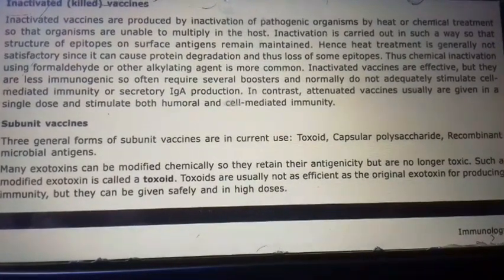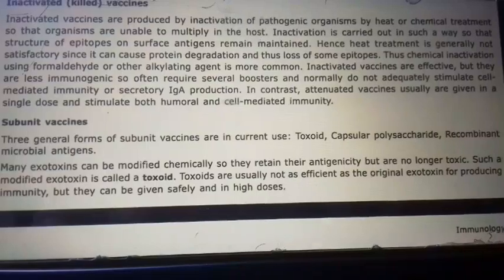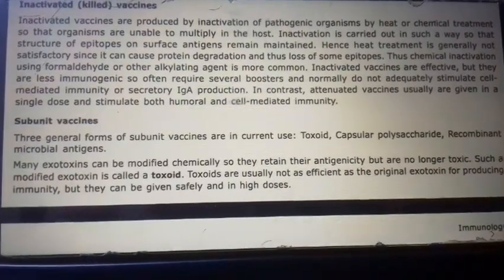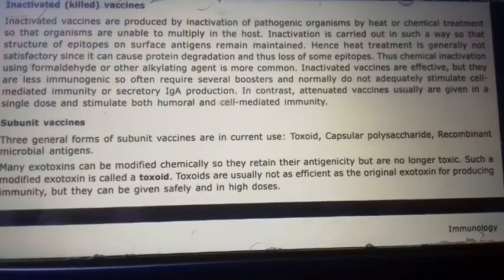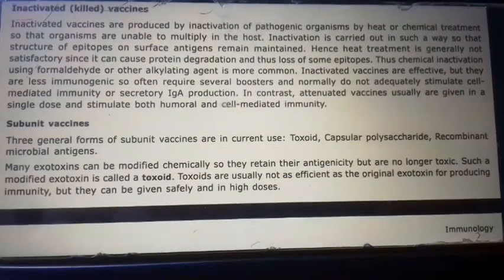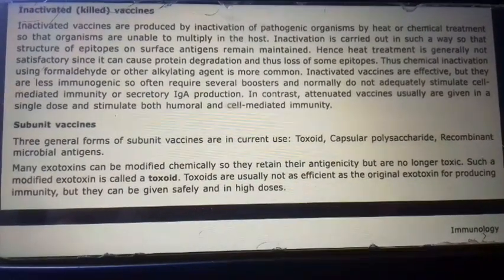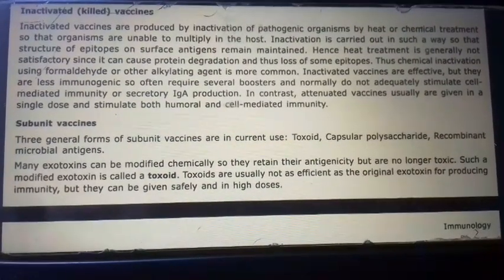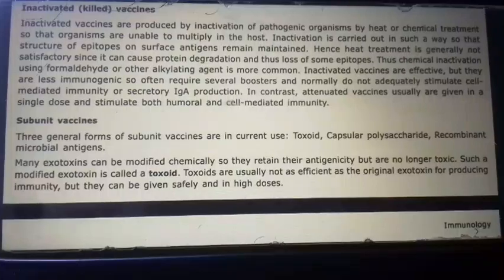Inactivated vaccines are effective, but they are less immunogenic, so they often require several boosters, and normally do not adequately stimulate cell-mediated immunity or secretory IgA production. In contrast, attenuated vaccines are given in a single dose and stimulate both humoral and cell-mediated immunity.